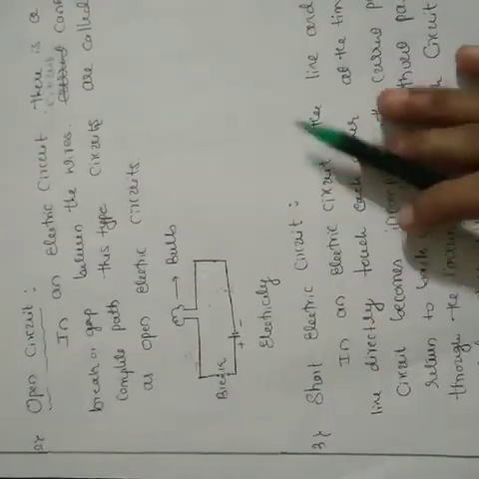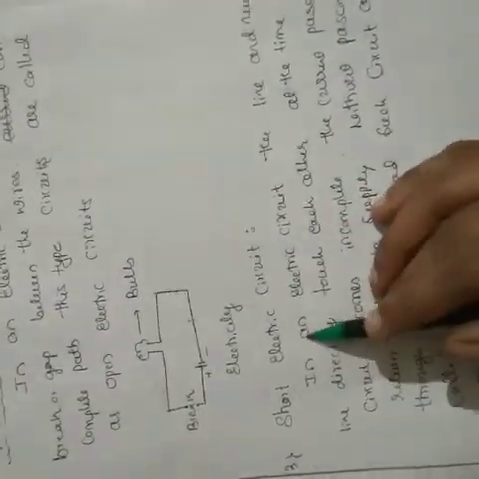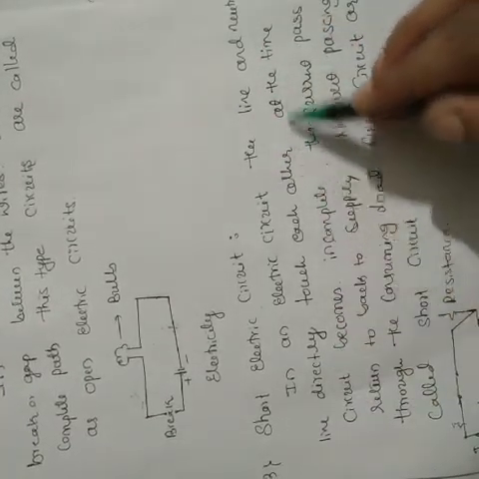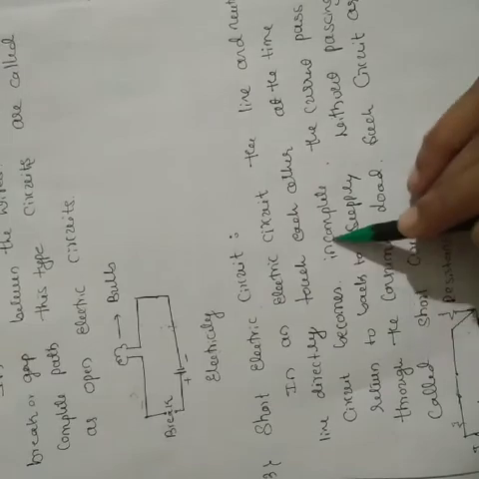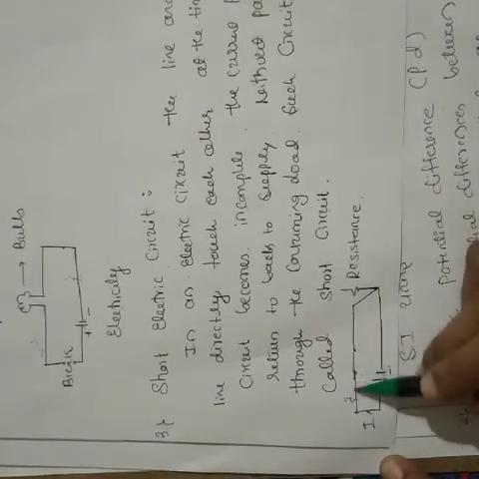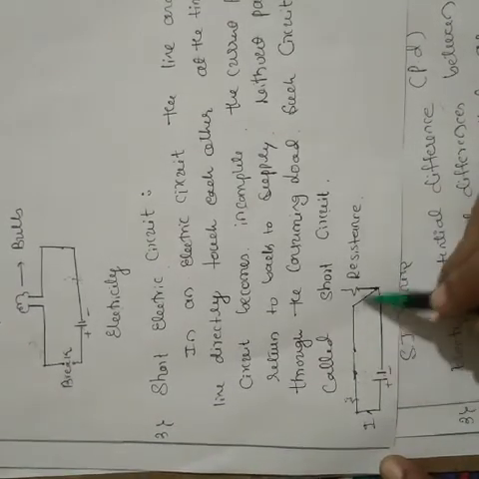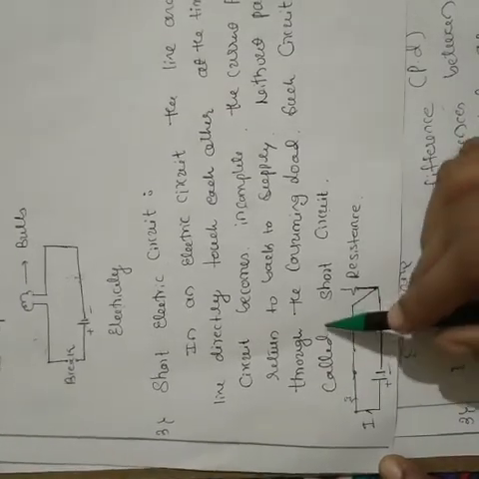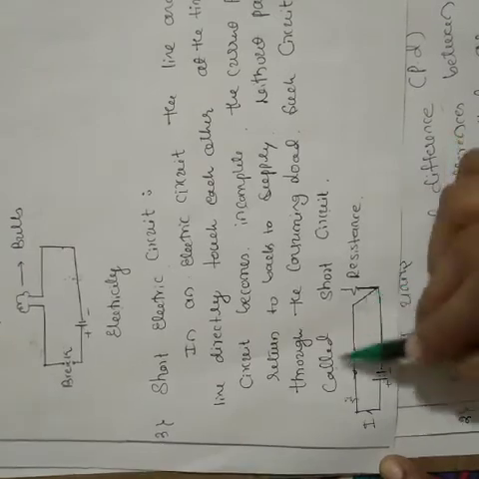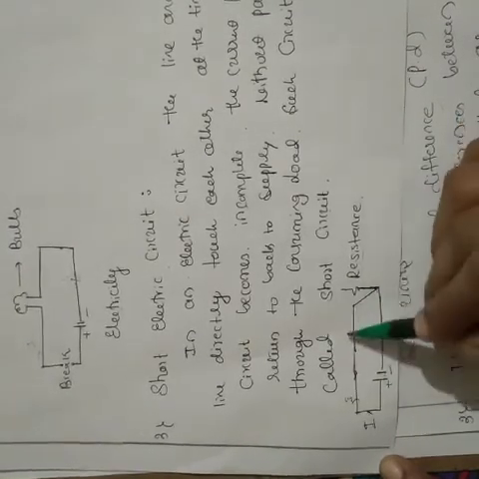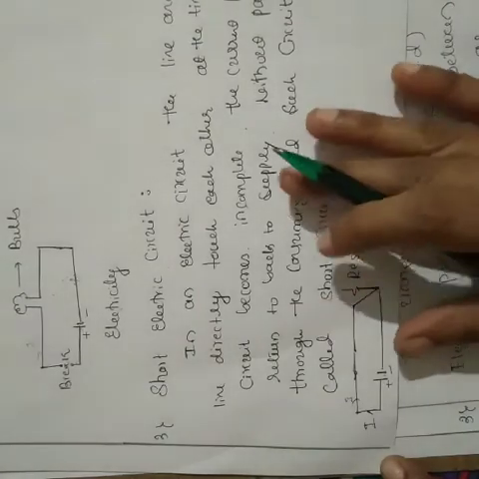Then the third one, short electric circuits. In an electric circuit, the line and neutral wires directly touch each other. Here you can see an example: the positive terminal, the negative terminal, and the current will flow. This is one line wire and one neutral wire directly touching each other. Then the current returns to the supply without passing through the consuming load. The resistance is the consuming load. Such circuits are called short electric circuits.